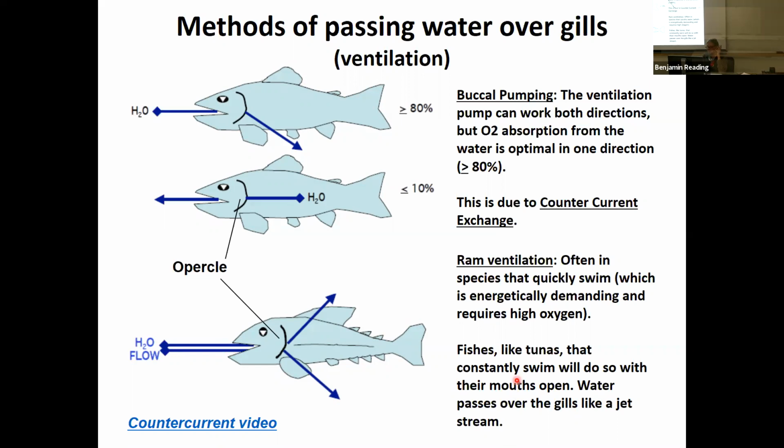So it's almost like a jet. So these things constantly swim, do so with their mouths open, and water then passes over the gills right through their mouth like a jet stream. So they don't have to physically pump water through it. They're using their body to move through the water like a rocket, and then just open their mouths, and as they move through the water column, their gills become oxygenated. So sometimes you'll see this behavior in very active fishes. Also, because they're so active, they also require a very high amount of oxygen.